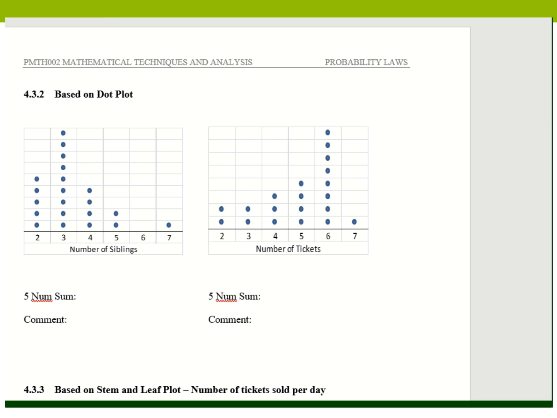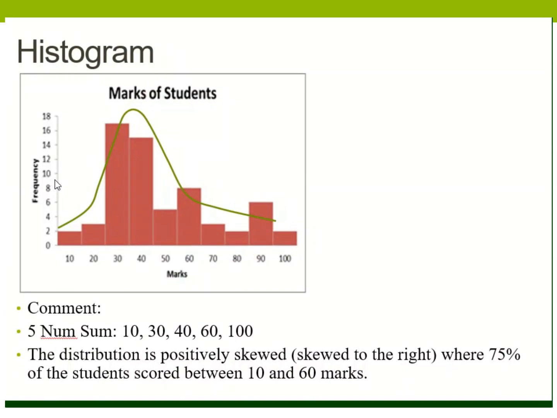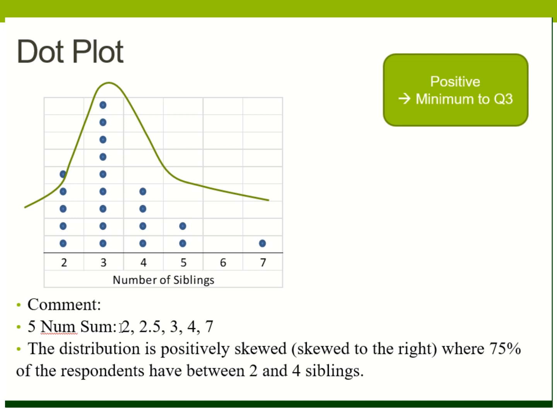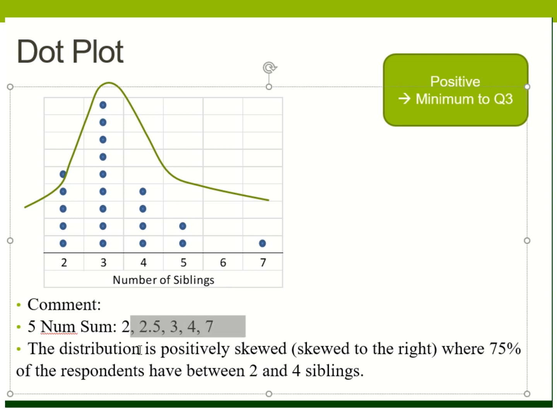Okay, so your minimum is 2, maximum is 7. How to find Q1? You count the total number of dots. 1, 2, 3. You count how many dots in total. N plus 1 times 1 over 4. You will get the position of your Q1. Then you count. Where is the position of your Q1? Okay, so here I've actually given you the values.